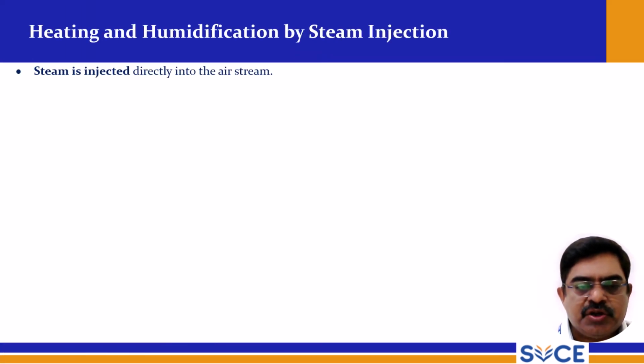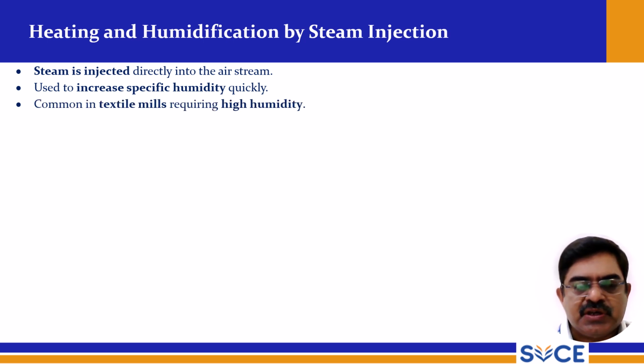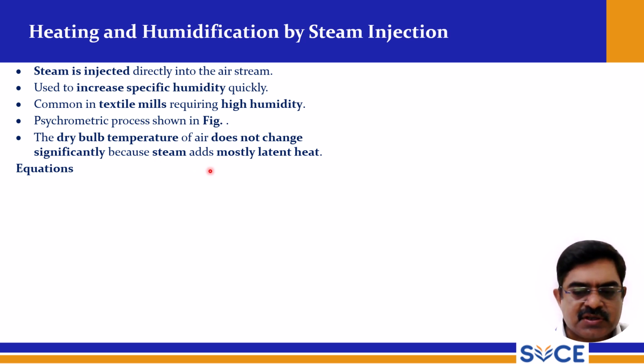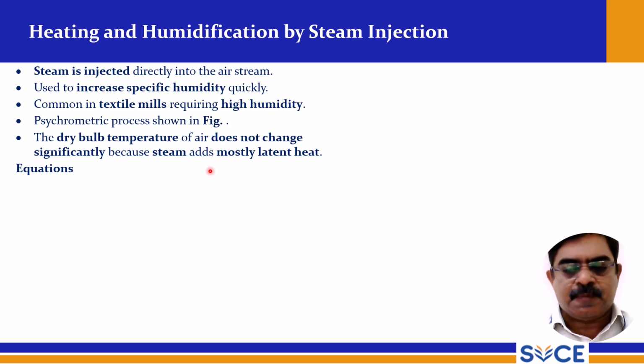Heating and humidification by steam injection: steam is injected directly into the airstream, used to increase specific humidity quickly. Common in textile mills that require high humidity, and the psychrometric process is shown in the figure. The dry bulb temperature of air does not change significantly because steam adds mostly latent heat only. So in this case, most of the heat is latent heat only.